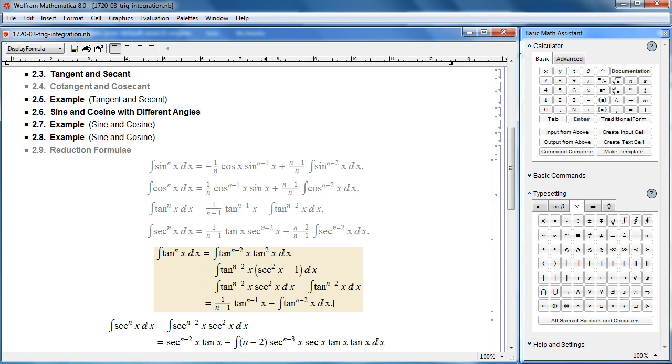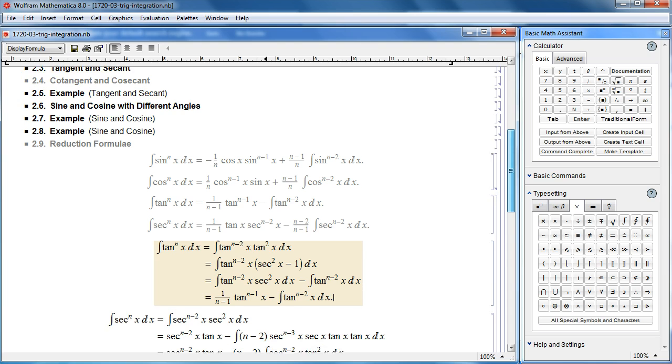So for example, if I start from tangent to the 50th power, then apply this reduction formula, you're going to get the integral of tangent to the 48th power. Apply it again, we're going to get tangent to the 46th power, and over again, we're going to get something. Of course, that's prohibitively complicated for humans, but for computers, not much of a big deal.